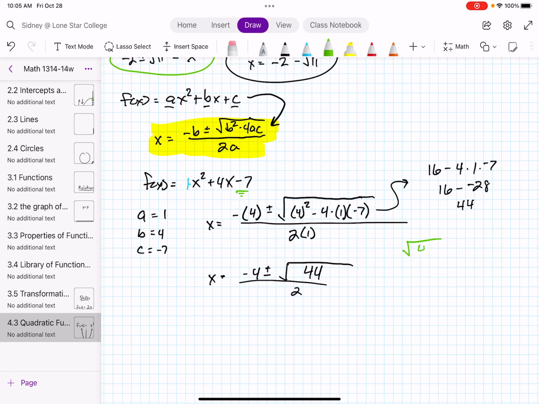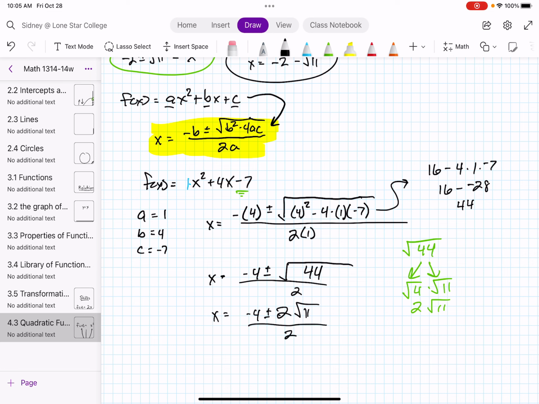So the square root of 44, if I split this into two radicals, I can split this into the square root of 4 times the square root of 11, which gives me 2 square root of 11. So I have x equals negative 4 plus or minus 2 times the square root of 11. So now we see that square root of 11. It looks a little more like it's supposed to, over 2.